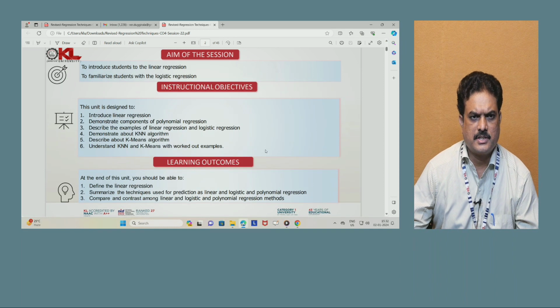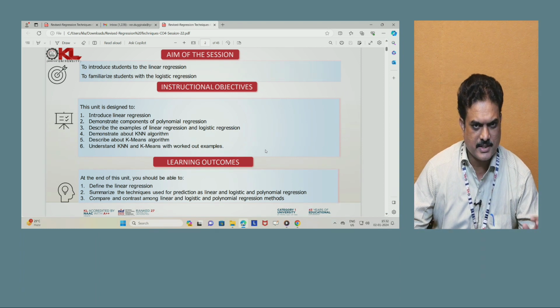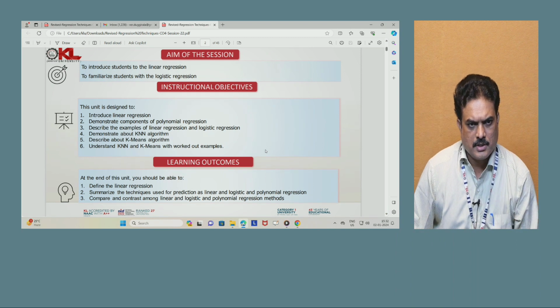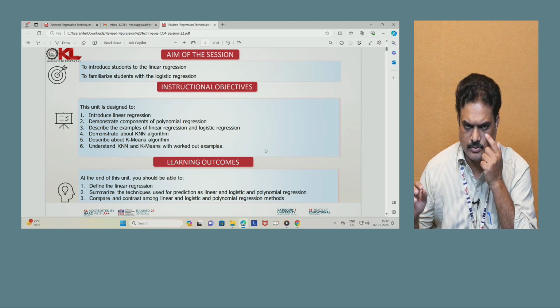So the aim of the session is to introduce students to linear regression and to familiarize students with logistic regression. The instructional objectives are to introduce linear regression, demonstrate components of polynomial regression, describe examples of linear regression and logistic regression, demonstrate the KNN algorithm, describe the k-means algorithm, and understand KNN and k-means with worked out examples.